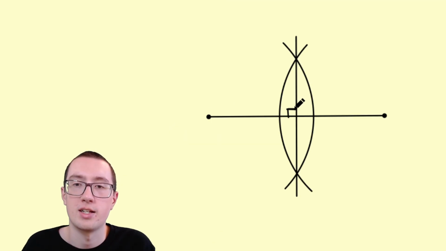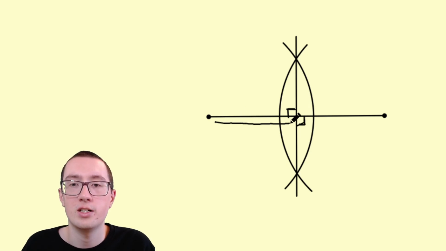So these are going to make 90-degree angles, but also this part of the line here is the same length as this part of the line here. It cuts it directly in half. So that's how you construct a perpendicular bisector.